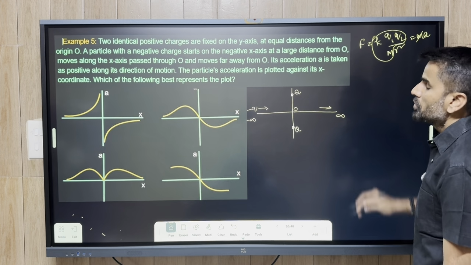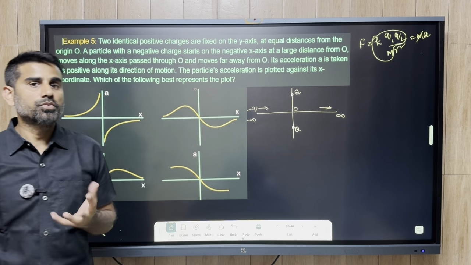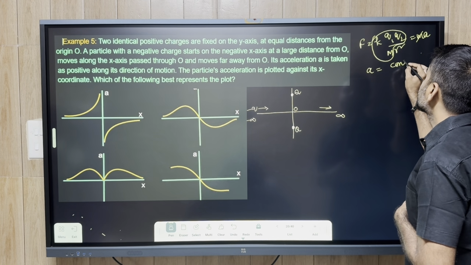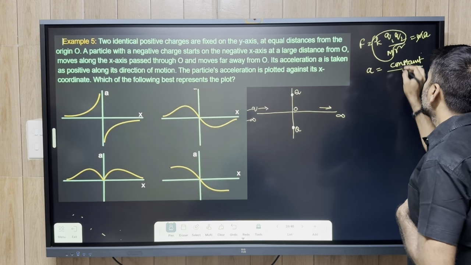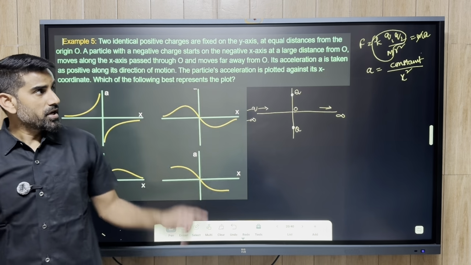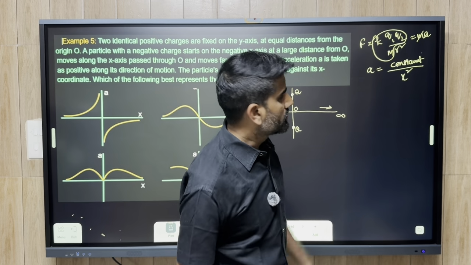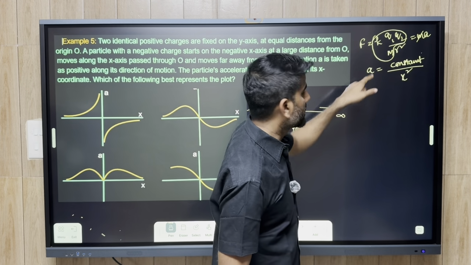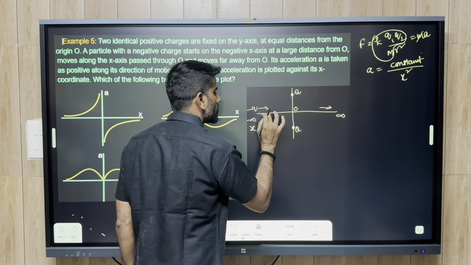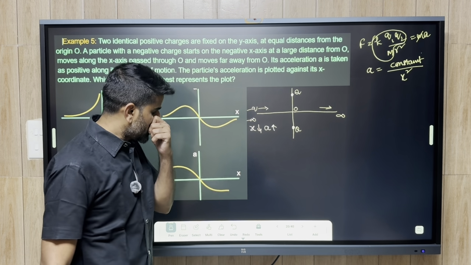Now this K, M, Q1, Q2, none of these quantities are changing. Rather, the position is changing. The R value, X value is changing. So I can write this equation as A is equal to constant by X square, in place of R, because I am dealing with the X axis. As you can see from this relation, as the separation is decreasing, the acceleration is increasing. X is decreasing here as we go towards the origin.